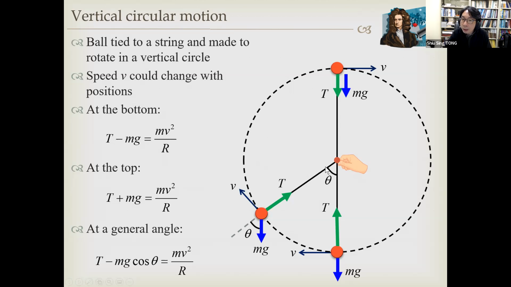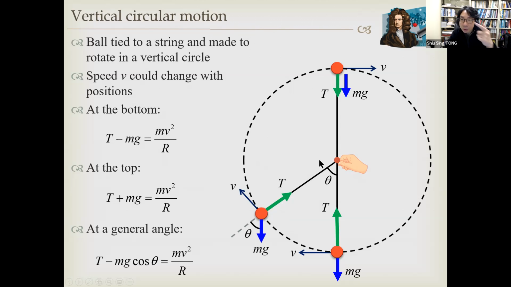And how about at an angle? If the string now makes an angle theta with the vertical direction, how do we write down the equation? Well, we resolve the force components along the radial direction, that is, the direction towards the center of the circle.